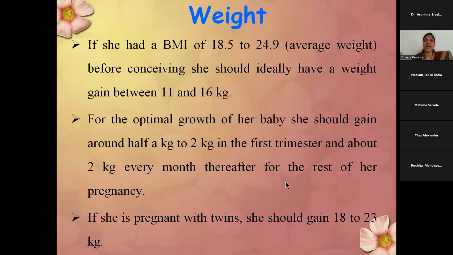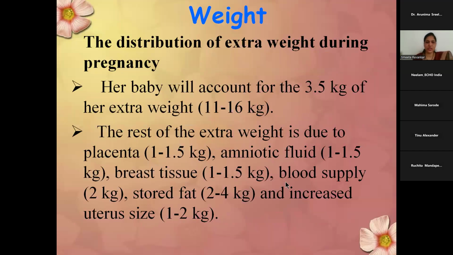Okay, but she has to gain at least half to 2 kg in the first trimester, and about 2 kg after that for the rest of her pregnancy. If she is pregnant with twins, she should gain around 18 to 23 kgs. Okay, it's a double. So what is the distribution of the extra weight gain during pregnancy?